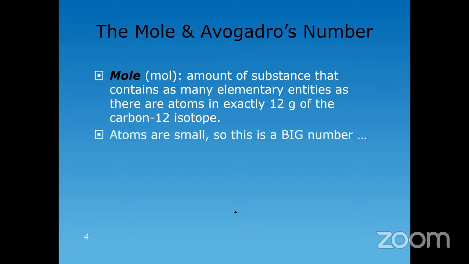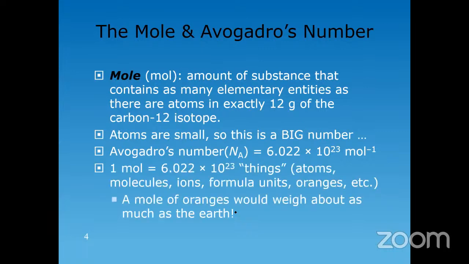And it turns out that that number is a very large number, of course, which is Avogadro's number, 6.02 times 10 to the 23 moles to the minus 1, right? So basically, whatever the substance is, if it has that number of particles present, then we're talking about 1 mole of that particular substance, all right? As I said before, the mole can be applied to literally any items. And just to give an idea as to how large that number is, 1 mole of oranges would weigh about as much as the Earth. All right, so that gives you an idea as to the size of that number.